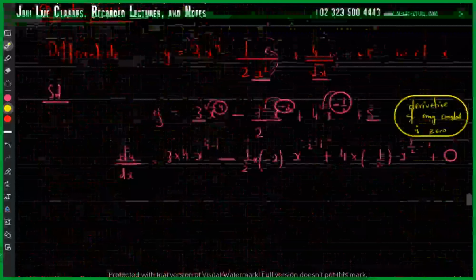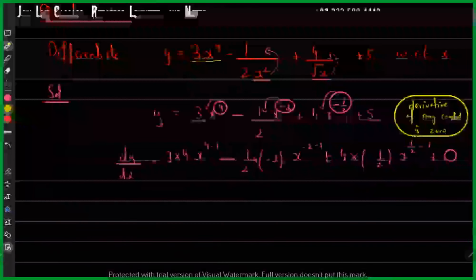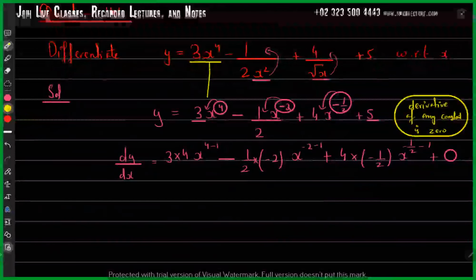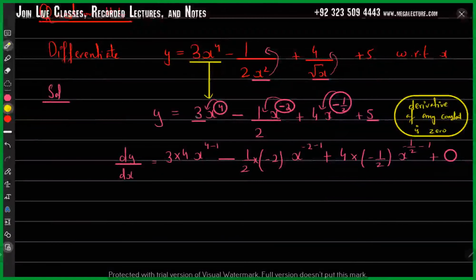Now, for this one, this was the differentiation. The number 3 came as it is. Then 1 by 2 came as it is.